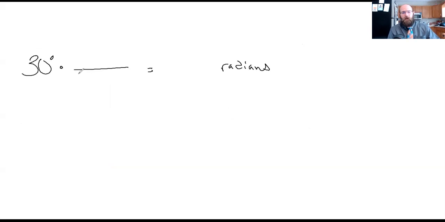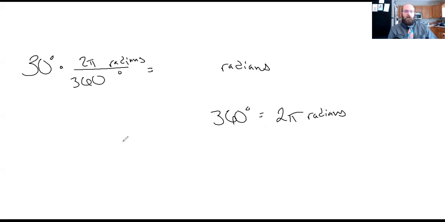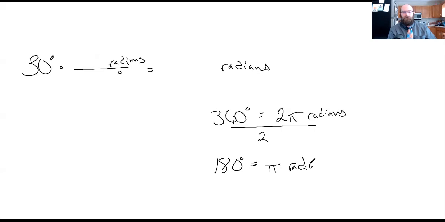So what do I have to multiply by to convert from degrees into radians? So I want degrees to be on bottom, and I want radians to be on top. And I had already told you that 360 degrees equals 2 pi radians. So you can use this ratio. So in this case, I would have 2 pi on top and 360 on bottom. But we can be a little bit more efficient. So those simplify a little bit, right? I can divide both of these things by 2. So now 180 degrees equals pi radians.